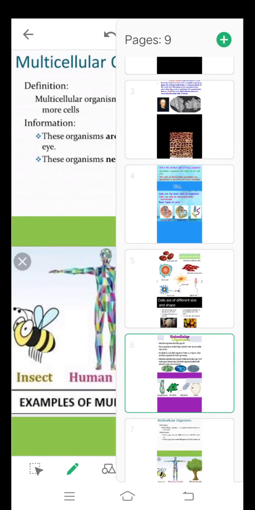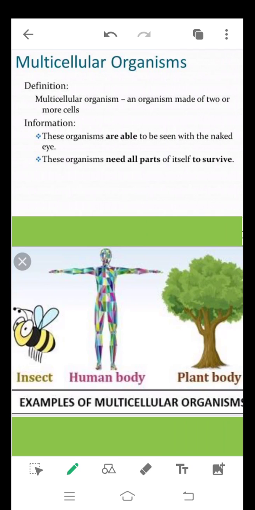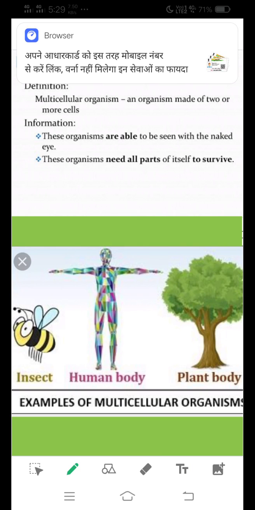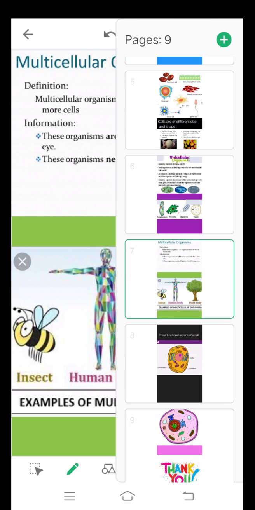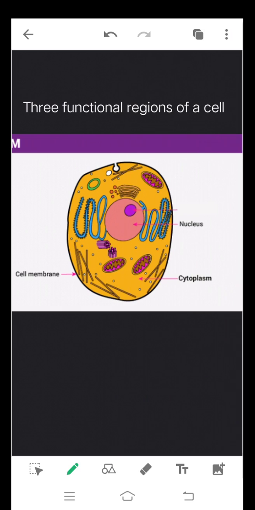The other type of organisms are multicellular organisms. These are the organisms which are made of two or more cells. These organisms are able to be seen with the naked eye, and these organisms need all parts of their cells to survive. For example, insects, human body, plant body, we all are multicellular because our body has so many different types of cells. We have many cells in our body, therefore we are called multicellular organisms.